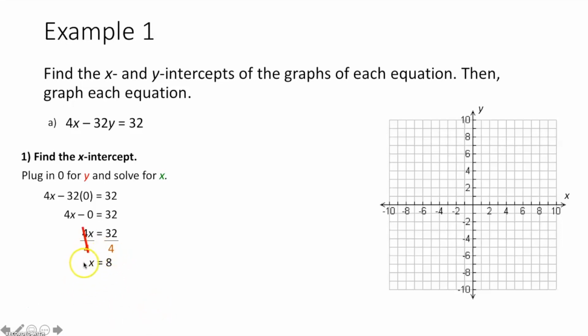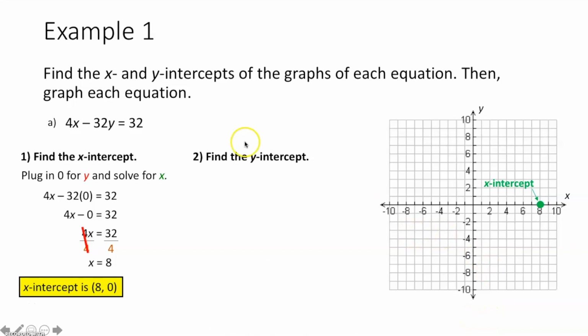Now you don't leave this as your answer. You want the x-intercept, which is x comma 0. 8 comma 0 is going to be your x-intercept. So now we go over to the graph. We go over 8, up or down 0. That's your x-intercept. Next, we have to find the y-intercept.